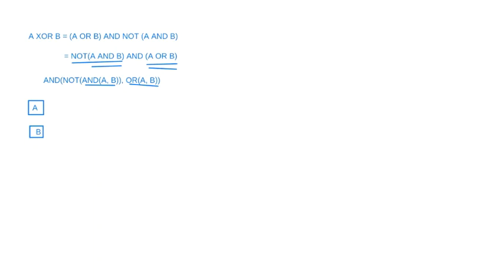So the A and B and A or B are both kind of interior functions. So let's take both of those to an and both of those to an or, and treat these as two separate, basically two separate perceptrons.